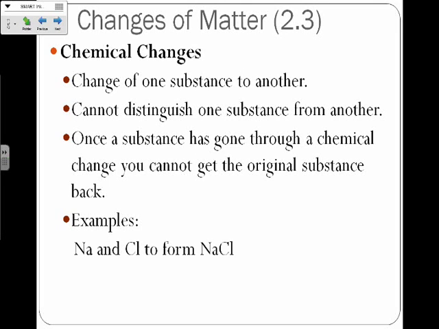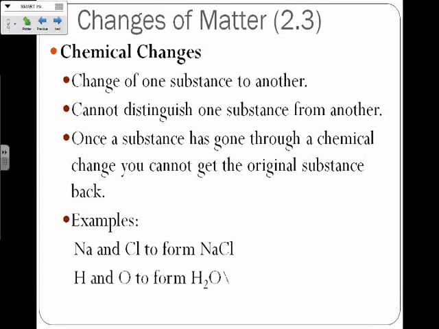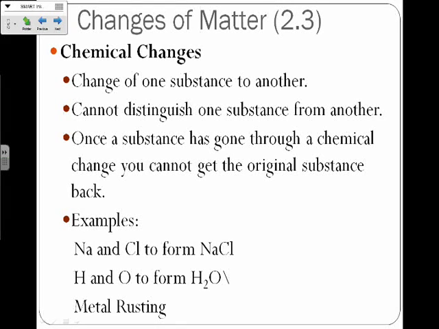Some examples. Sodium mixing with chlorine to form sodium chloride, and that makes salt. You started with sodium, you started with chlorine, and then you ended up with salt. That's a whole new substance. Hydrogen and oxygen forming water is an example of a chemical change. When you look at a glass of water, you're not seeing the hydrogen. You can't pull the hydrogen back out of it. It's a chemical change, and therefore you can't get the original substance back. Now, metal rusting, like we talked about earlier, is another example of chemical change. That's when the air is reacting with the metal.